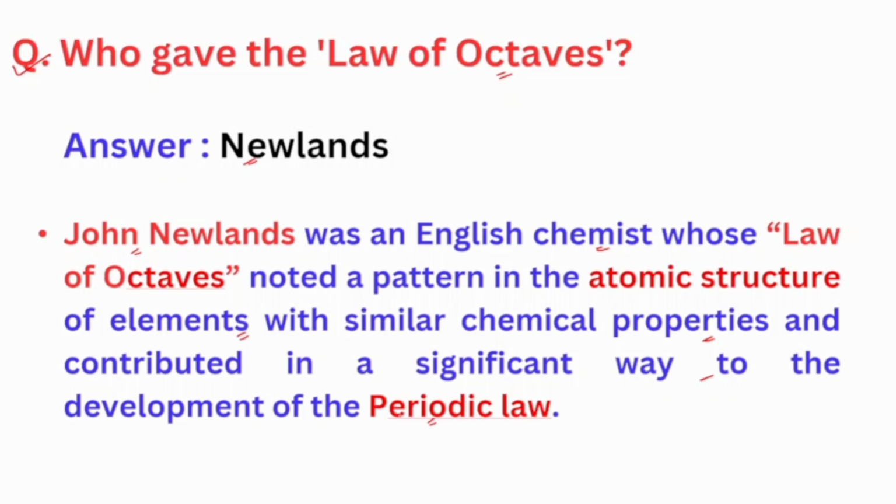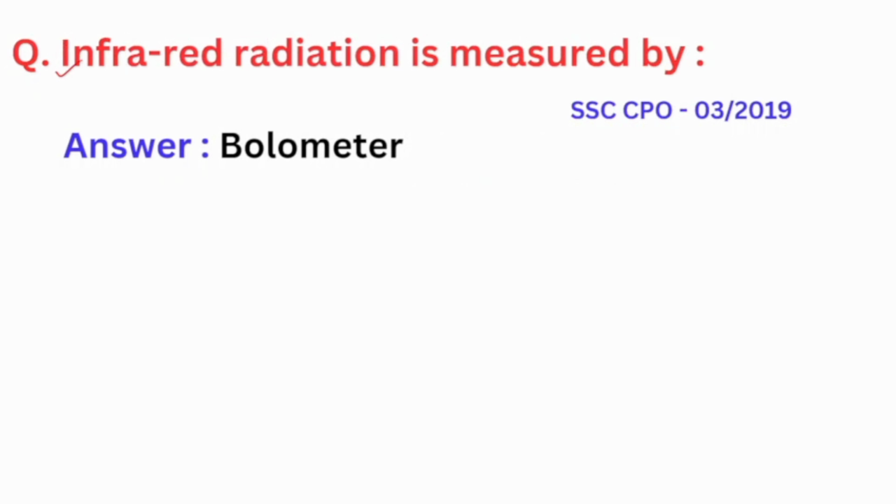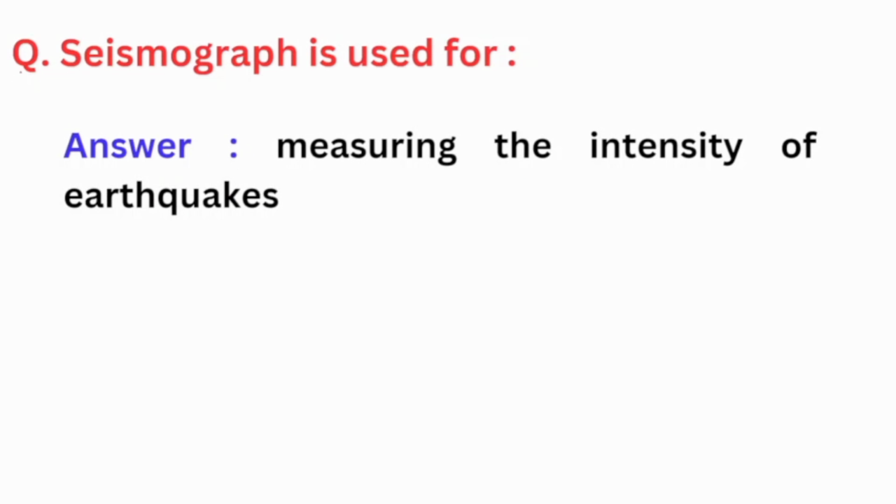Okay, let's see next question. Twin paradox is associated with the theory of relativity. Infrared radiation is measured by bolometer. Bolometer is an equipment which can measure infrared radiation. Odometer can measure distance traveled by a vehicle. What is the use of seismograph? So seismograph is used to measure the intensity of earthquakes.